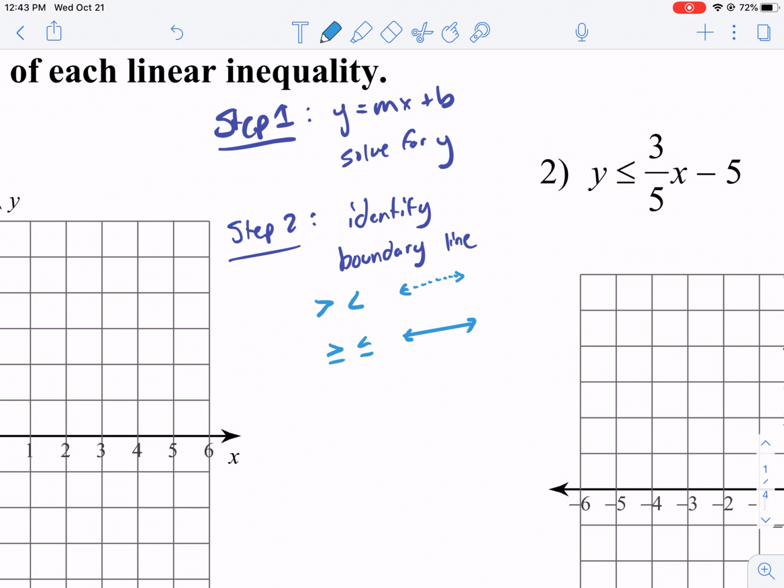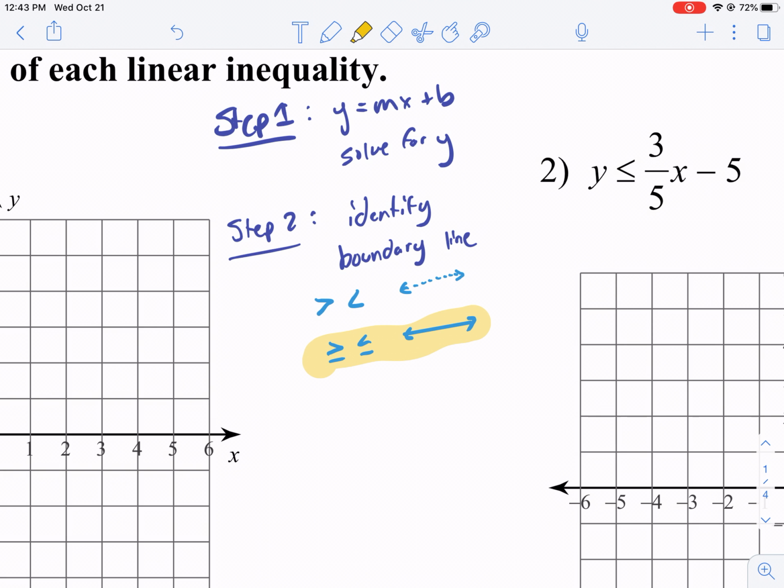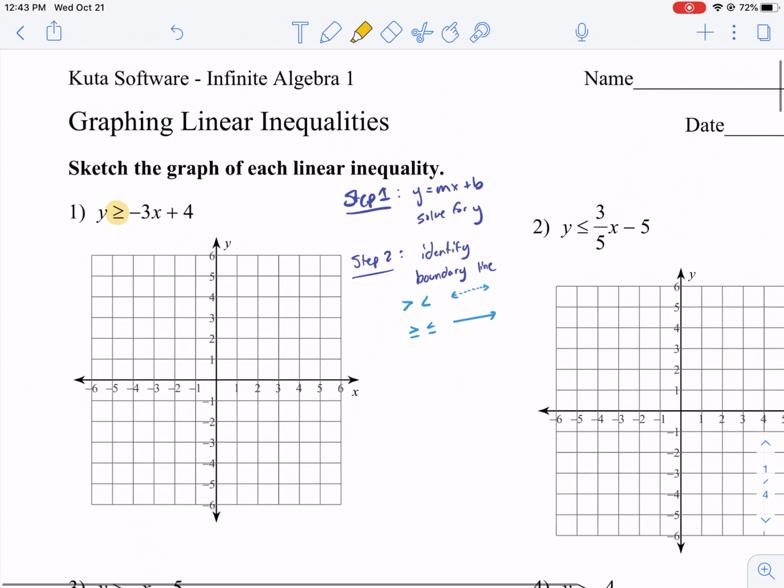Essentially what that means is, with a solid line, it can include the values that are right on the line, whereas with a dotted line, it can't include those values. It has to be less than or greater than. It cannot be on the line. So that's what that means.